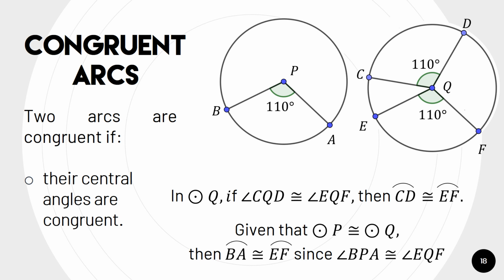Another case is that given circle P congruent to circle Q, we may say that arc BA is congruent to arc EF since angle BPA is congruent to angle EQF.